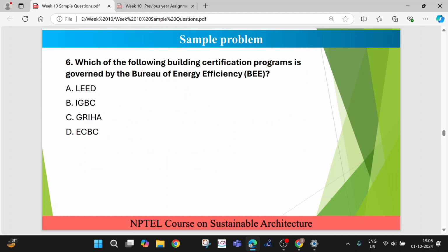Question number 6. Which of the following building certification programs is governed by the BEE, the Bureau of Energy Efficiency? Which building certification program do they govern: LEED, IGBC, GRIHA or ECBC?